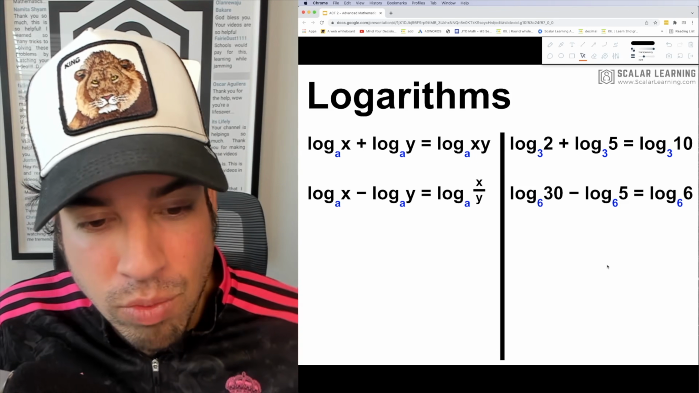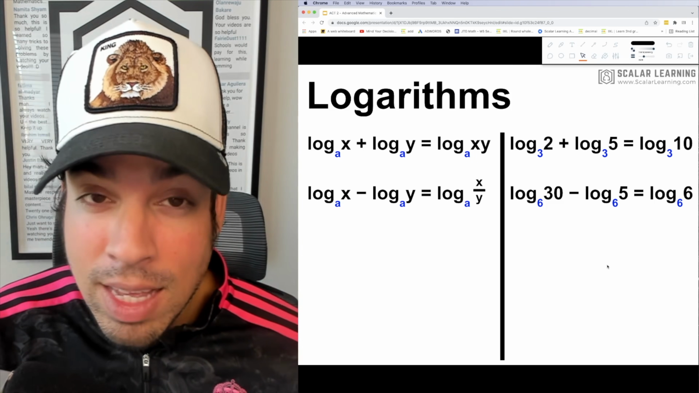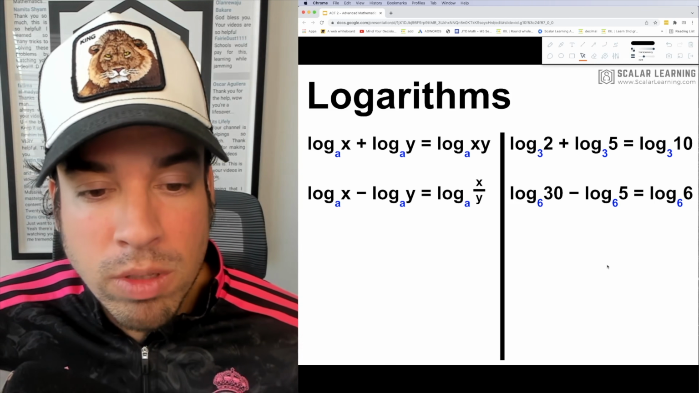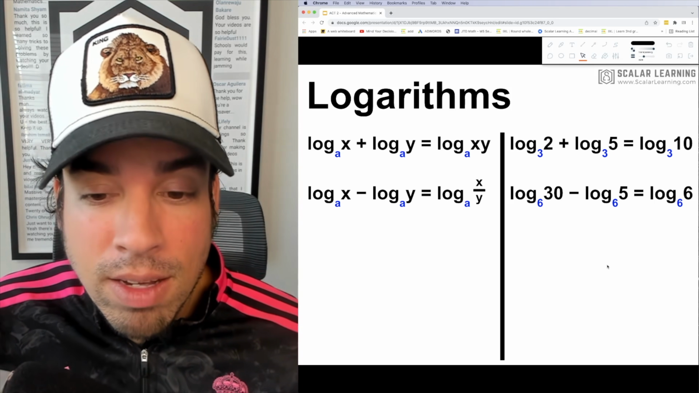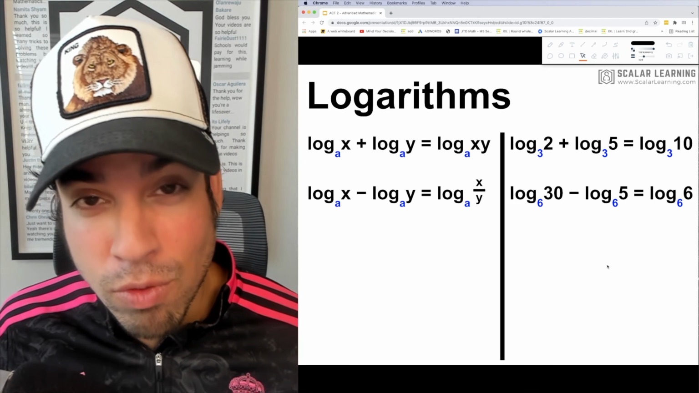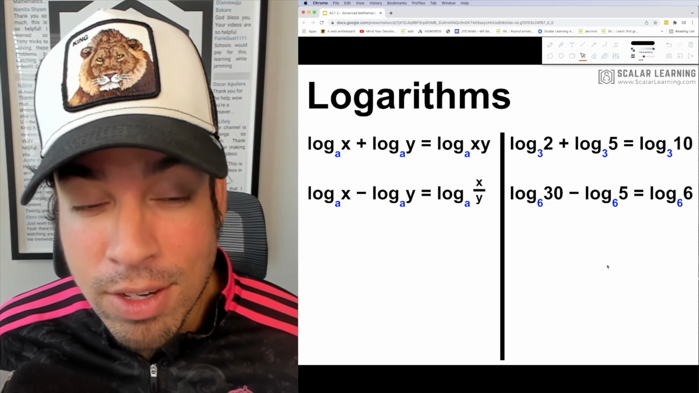So doesn't this make sense, right? Log base 6 of 30. And again, the bases have to be the same to do this. Minus log base 6 of 5. Well, it's the same as 30 divided by 5, meaning log base 6 of 6. On a side note, log base 6 of 6 is, of course, 1, but again, that's just a side note.